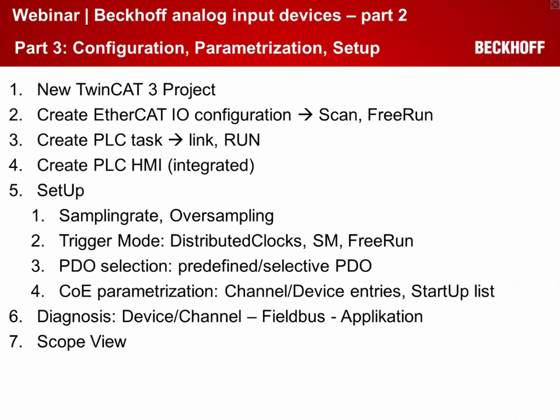This is the agenda. We will create a new TwinCAT 3 project, make the I/O configuration, and write a small PLC and integrated HMI. Please do not think this is the big HMI, the HTML5 based visualization. This is the small PLC HMI integrated in TwinCAT 3. Then we will focus on the setup of the analog terminal: sampling rate, trigger mode, PDO selection, and the parametrization over CoE. In the end, we will see something about diagnosis, and we will look at the data in the scope view.